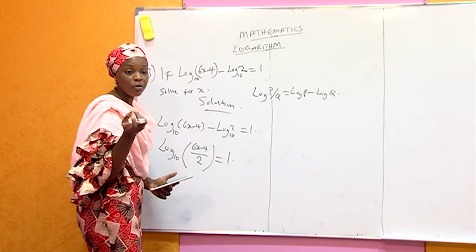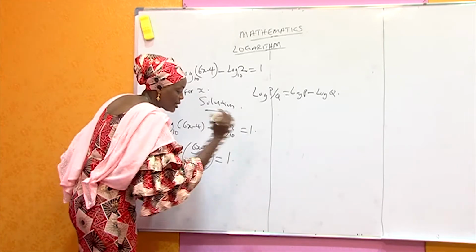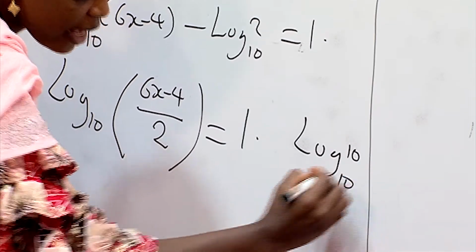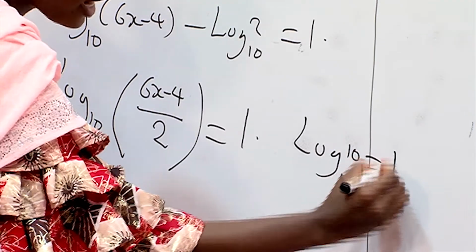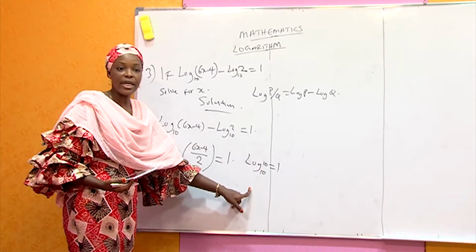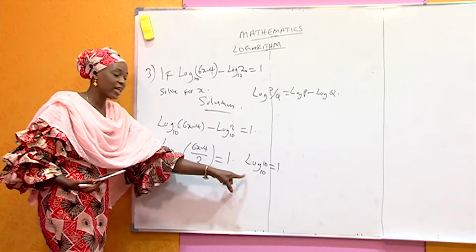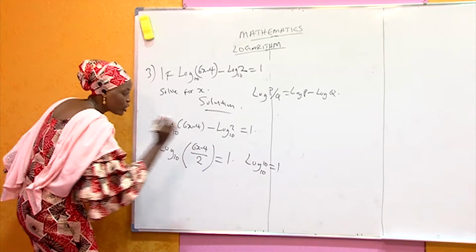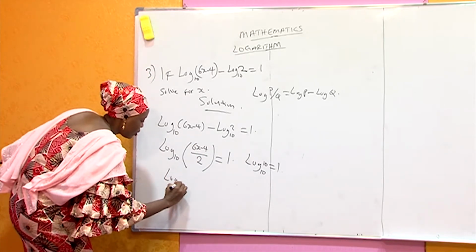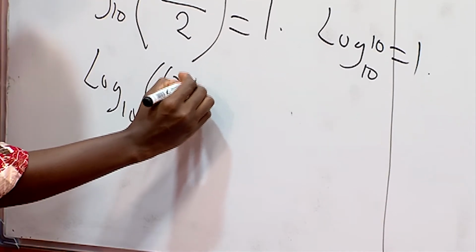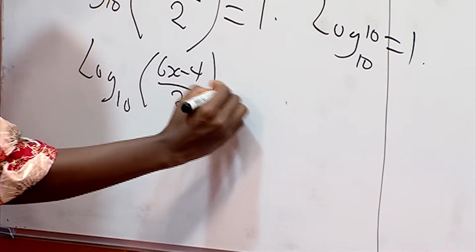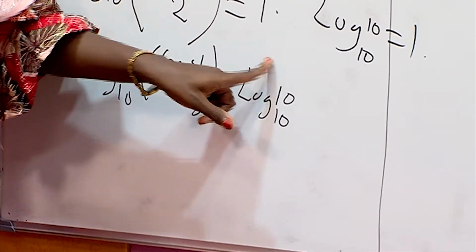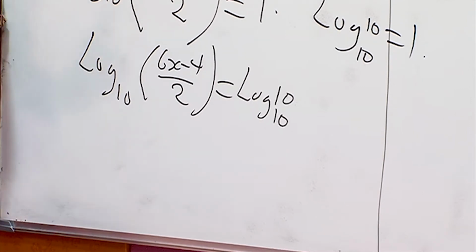So one of the rules of logarithm, like I said in our previous class, is that for log to any base, if the base and the log are the same, it equals 1. So I can as well use log 10 base 10 to replace this one, so that the logarithm will be the same. Replacing this one with log 10 base 10, I have log base 10 of 6x minus 4 over 2 equals log 10 base 10. We know that log 10 base 10 is 1, so we have not committed any crime.